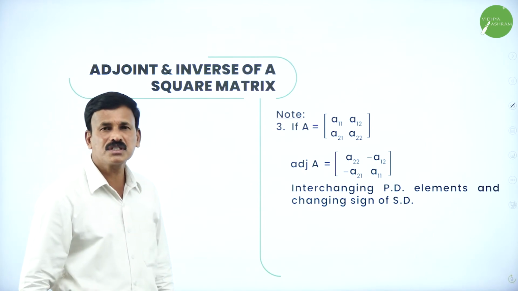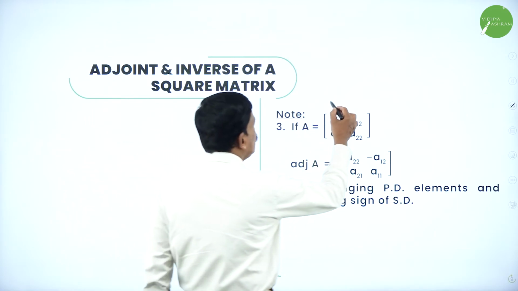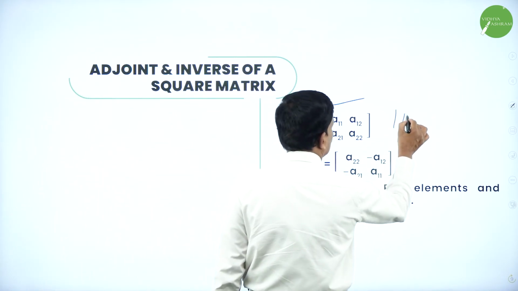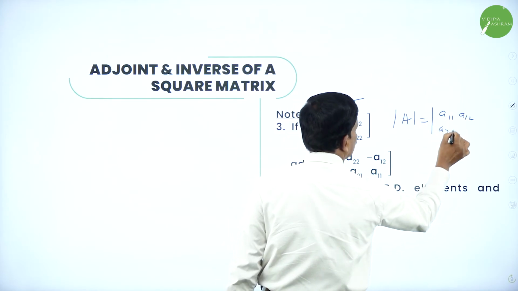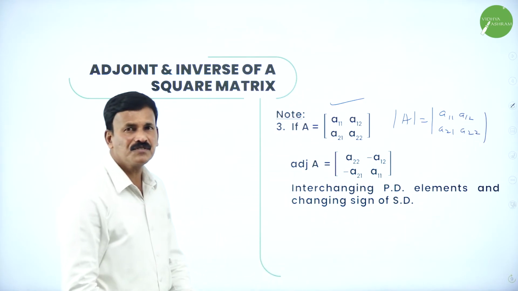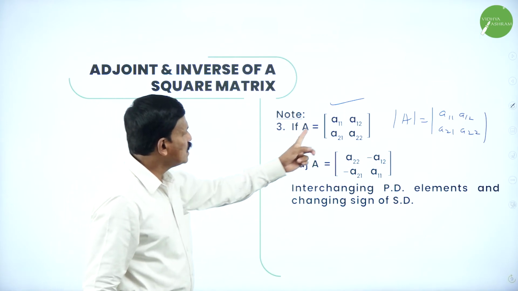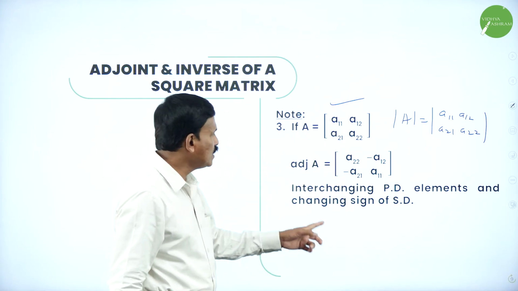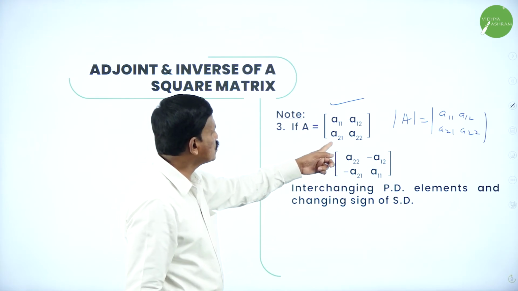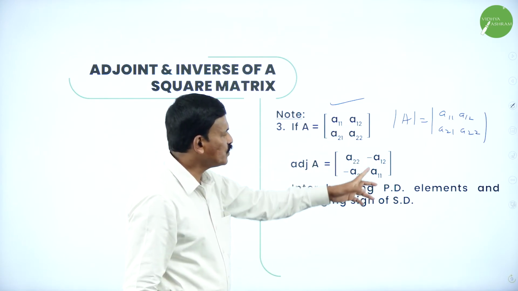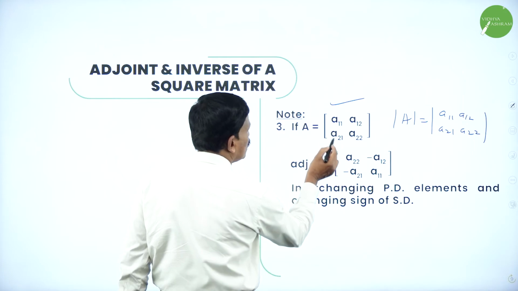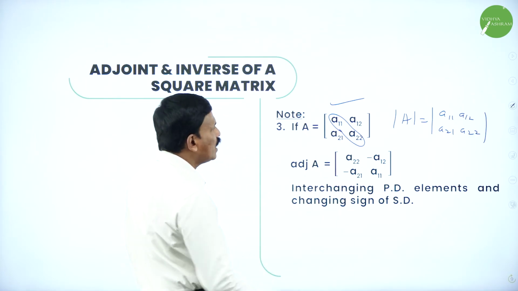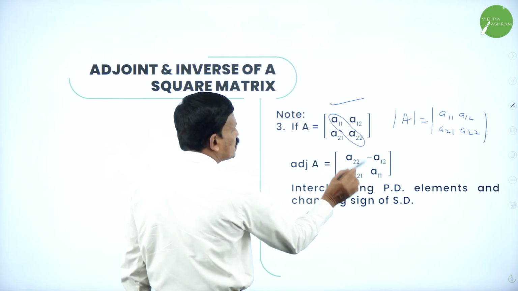Now let us come to the shortcut method to find the adjoint. Suppose A is equal to the matrix A11, A12, A21, A22, and the determinant of A is the corresponding determinant. Now the adjoint can be written by the easiest shortcut: interchange the principal diagonal elements, so A11, A22 becomes A22, A11, and change the signs of the secondary diagonal elements, so A12 becomes minus A12 and A21 becomes minus A21.